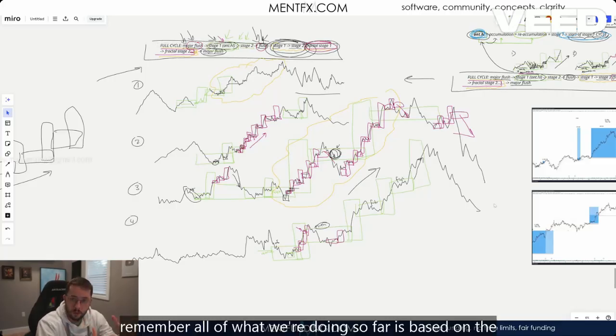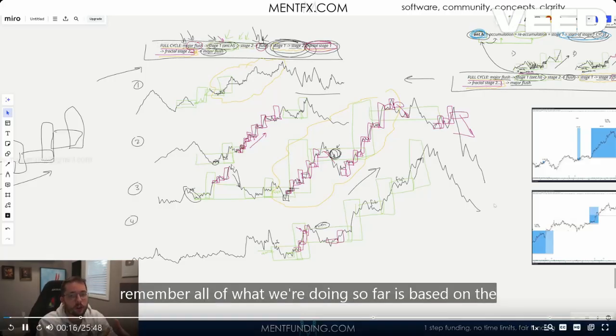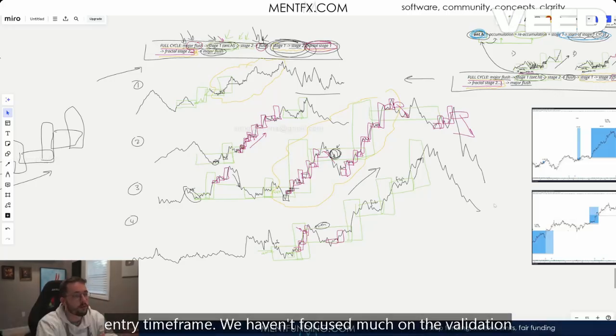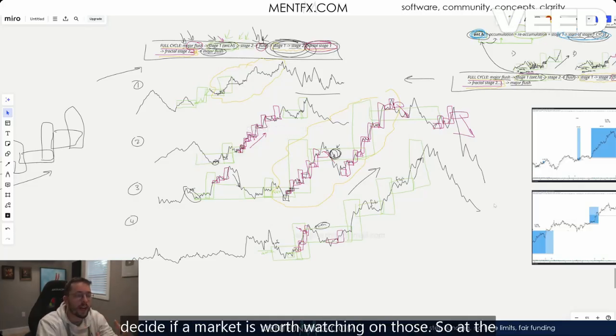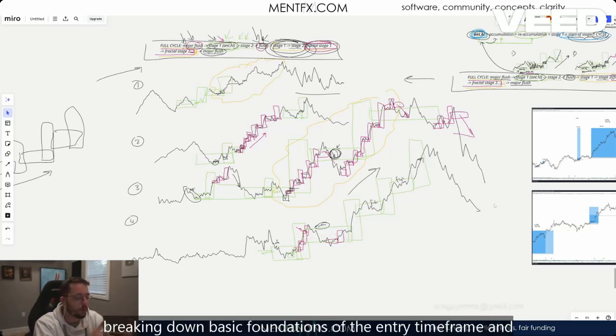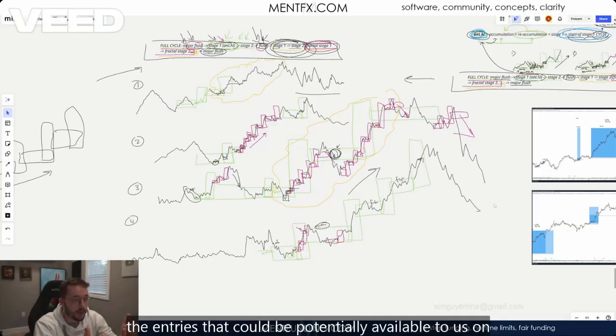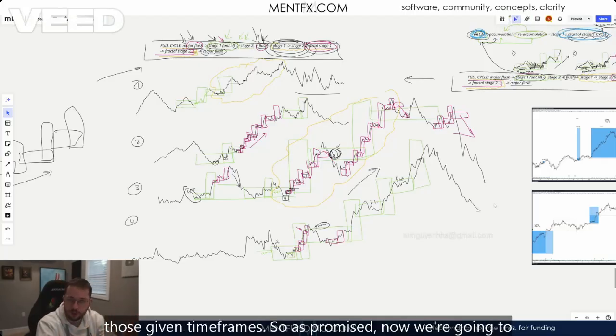Now, again, remember, all of what we're doing so far is based on the entry time frame. We haven't focused much on the validation of the context time frame or the principles by which we decide if a market is worth watching on those. So at the moment, all we're doing is breaking down basic foundations of the entry time frame and the entries that could be potentially available to us on those given time frames.